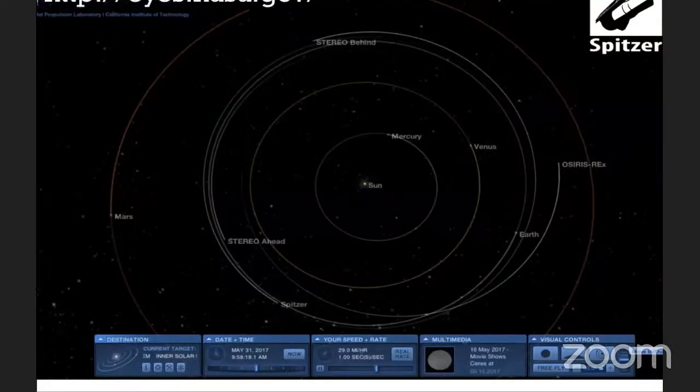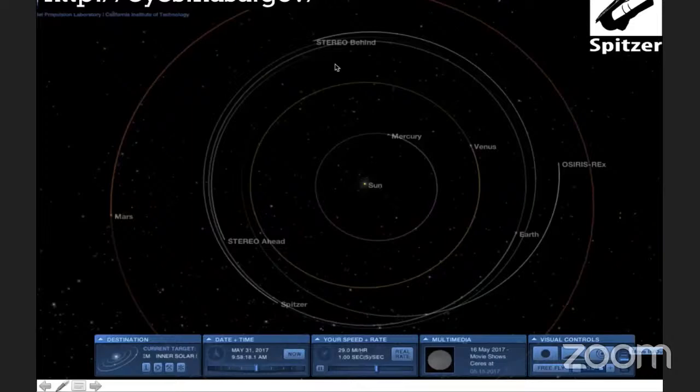So Spitzer is in a much different orbit than WISE, or for that matter, IRAS. This screenshot is from an application called Eyes on NASA. It's really, really cool. If you haven't discovered this, you should go try it, because you can do all sorts of really cool things in this app.